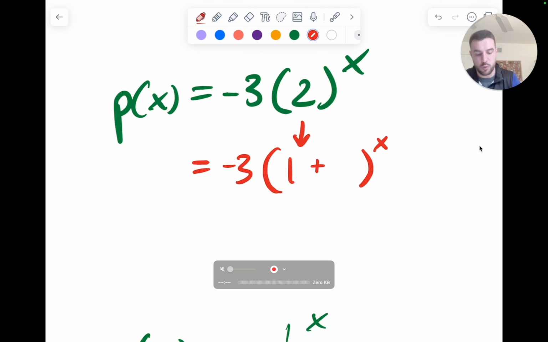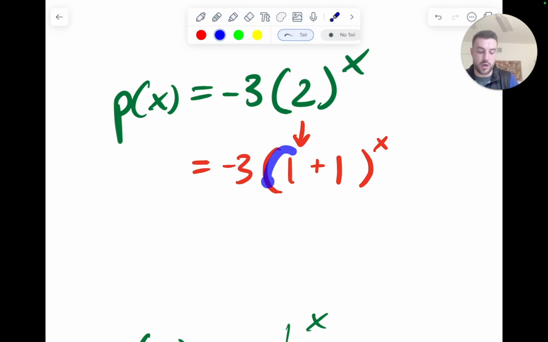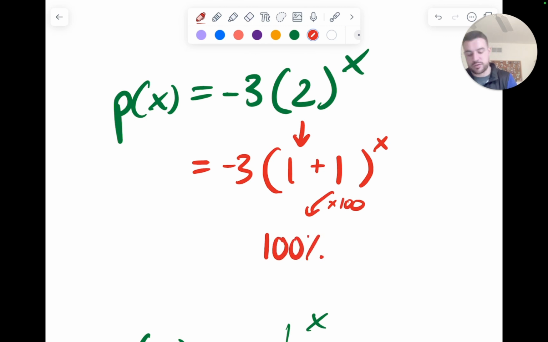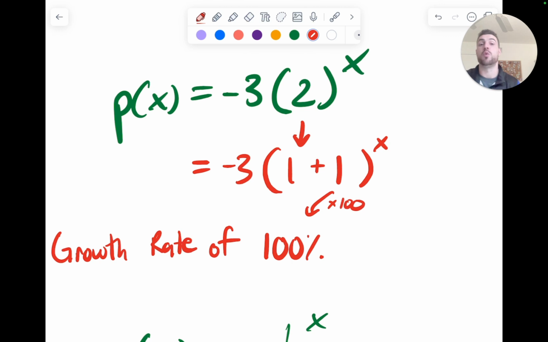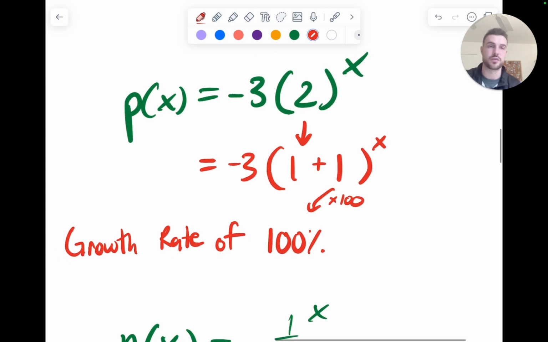Well, hopefully we know 1 plus 1 is going to give us 2. This 1 stands for the initial value, and then the extra 1 is how much we are growing by. So again, we're going to take this and we are going to multiply by 100, and we get 100%. So we say we have a growth rate of 100% for this exponential function.